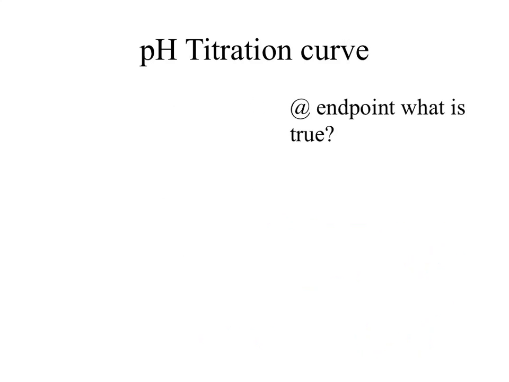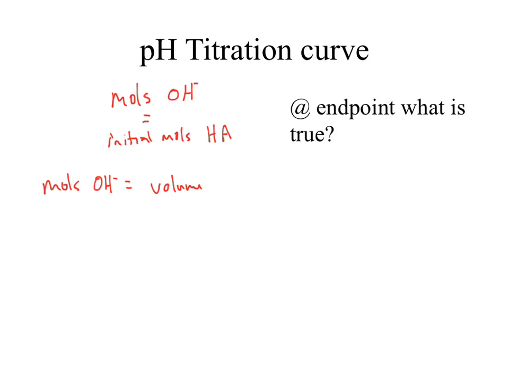Okay, and the next part of this would be our titration curve. At the end point of the reaction, also known as the equivalence point, what do we know? The moles of base equals the initial moles of our acid. Okay, how do we figure out the moles of base? What do we know about the moles of base? We added a volume of it. And what else do we know about it?